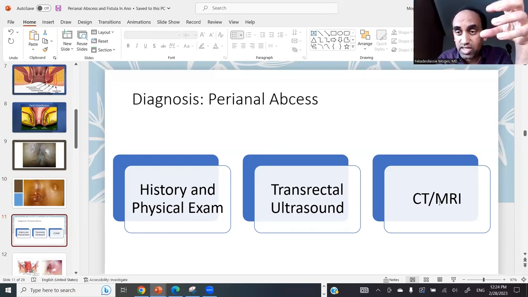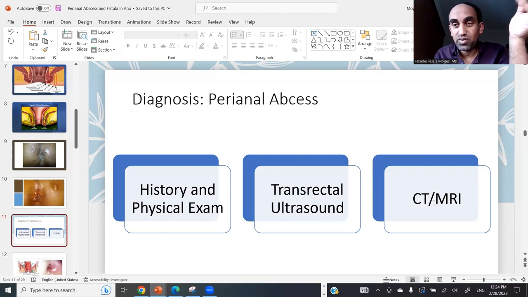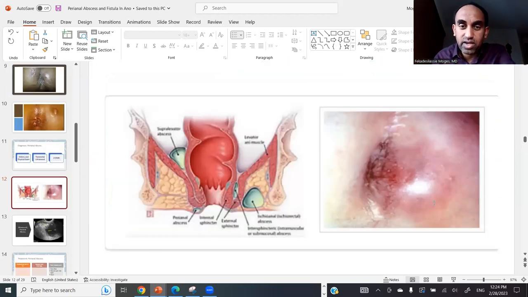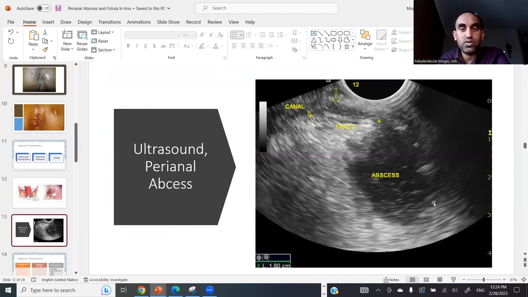Transrectal ultrasound, CT, MRI can also be used to diagnose perianal abscesses. These are fancy things for us. We never used MRI or CT. But if you have the access, if you want to delineate the pattern of the fistula tract and plan your surgery accordingly, you can do pelvic MRI, pelvic CT, or transrectal ultrasound. But there are some bedside ways of identifying the fistula tract, so I'll show you.